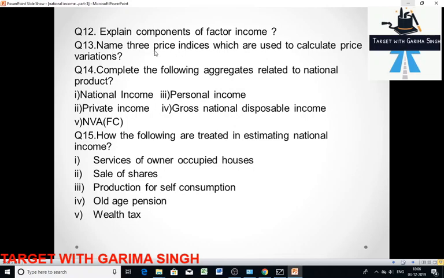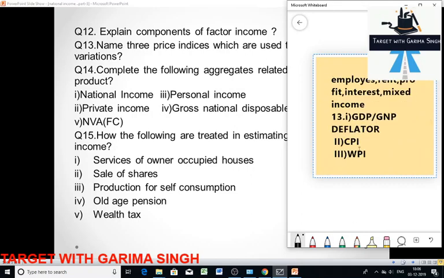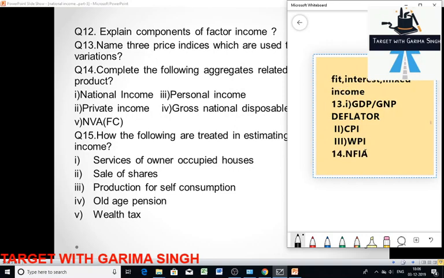Next, name three price indices which are used to calculate price variation. That is GDP or GNP deflator. Second is CPI, consumer price index. Third is WPI, wholesale price index. So these are the three indices which are used to calculate price variation.